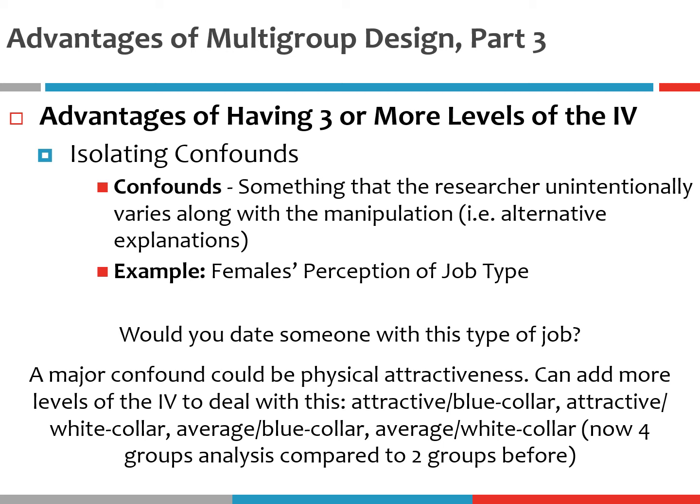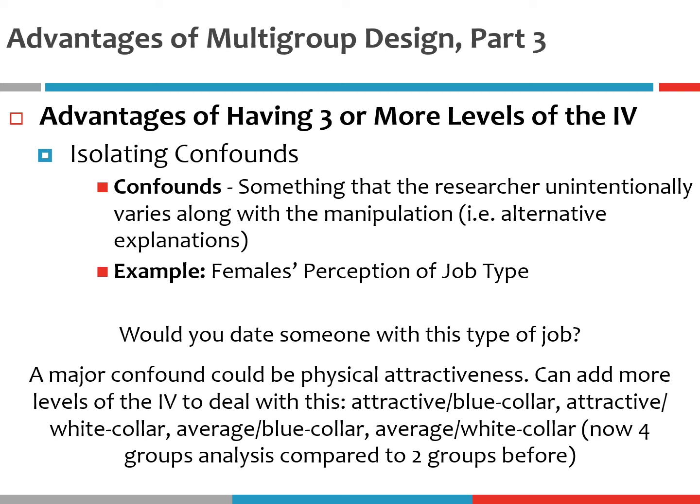Well, one of the confounds here could be attractiveness, right? So maybe it has nothing to do with blue collar or white collar. Maybe it's the fact that you find this guy attractive, doesn't matter what job he has, and you find this guy not attractive, doesn't matter what job he has, and you pick the guy you find attractive, right? So if I'm just manipulating blue collar versus white collar and putting the pictures up and saying who would you rather date, right? Attractiveness is a big confound. So that two-group design, blue collar versus white collar, is not very effective if attractiveness is influencing the decision.